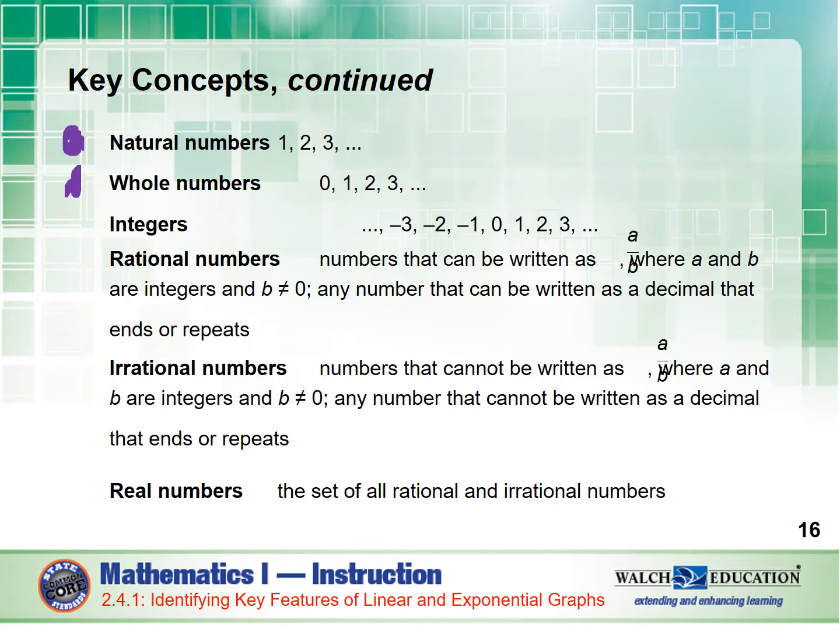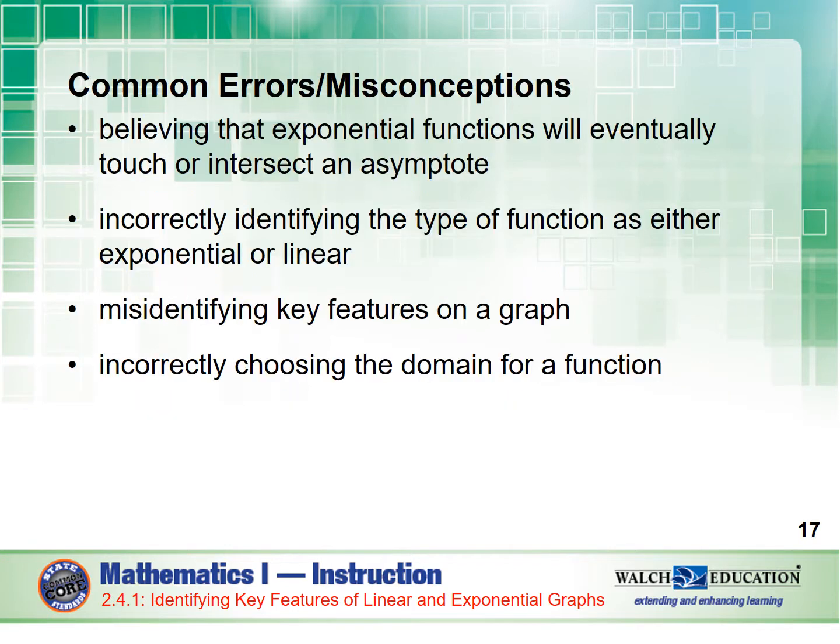We have rational numbers and irrational numbers. You spent a lot of time in 8th grade with rational numbers, and some of our work will go into rational and irrational. Irrational is any number that cannot be written as a decimal that ends or repeats, and rationals are numbers that can be written as a decimal that ends or repeats. And real numbers are the set of all rational and irrational numbers.